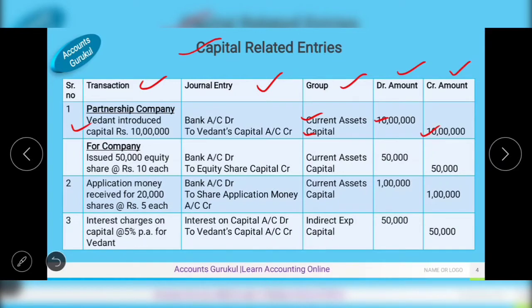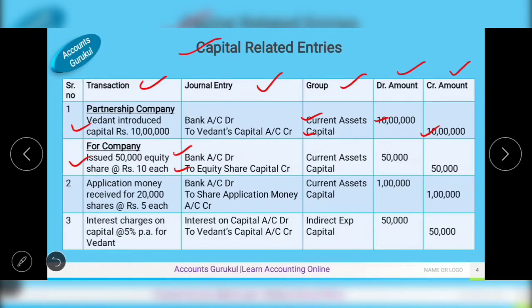Then the next, first is one for partnership company and second one is related to the company. If issued 50,000 equity shares at 10 rupees each, so company ne 50,000 shares issue kiye hue hai at the rate of 10 rupees each. So and we got the money against that. Then again, the bank account debit to equity share capital account credit. Kyunki we are issuing the shares, so that's the reason it's an equity share capital account.